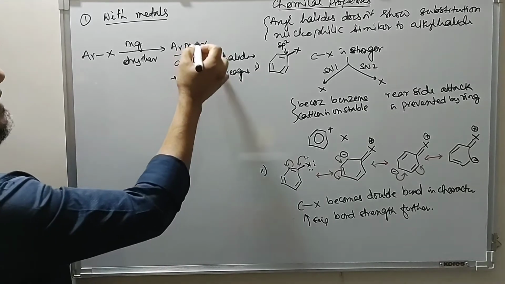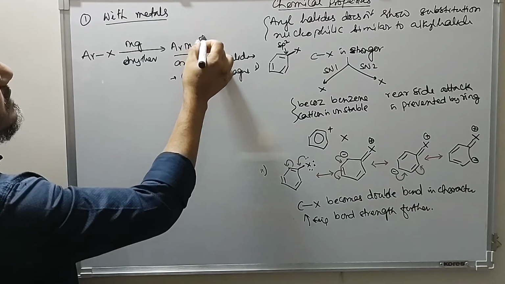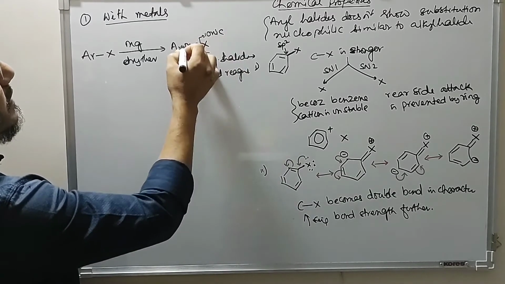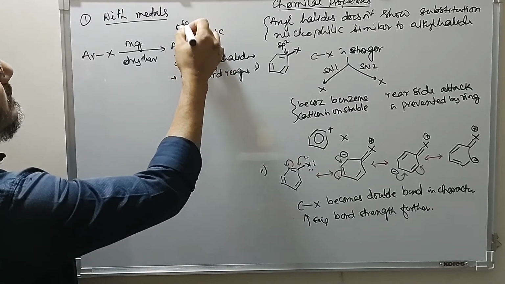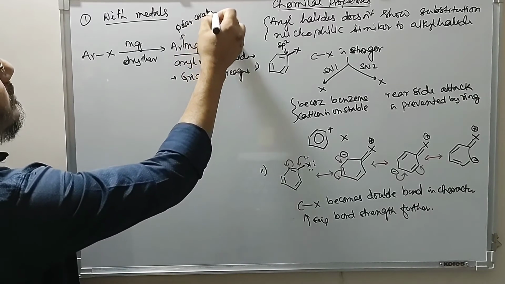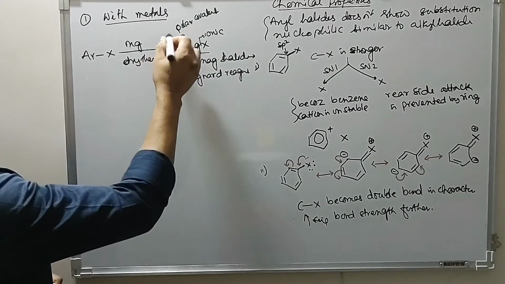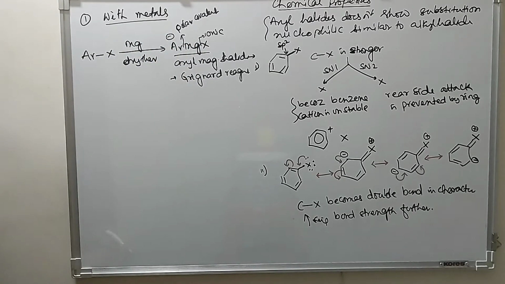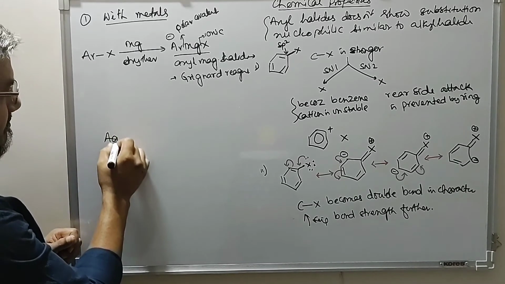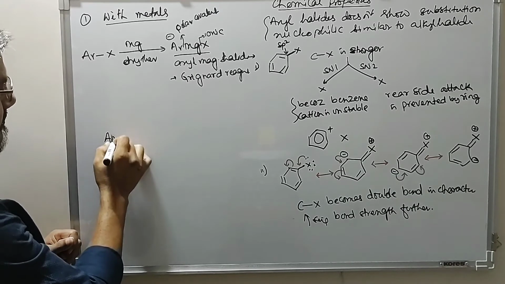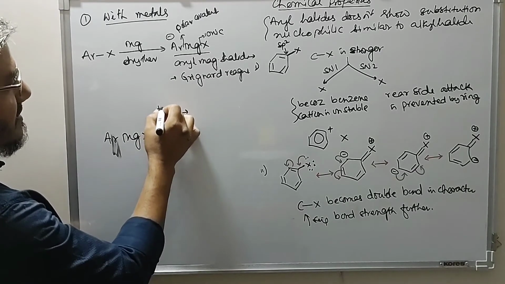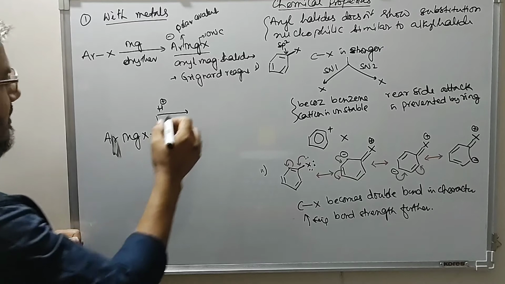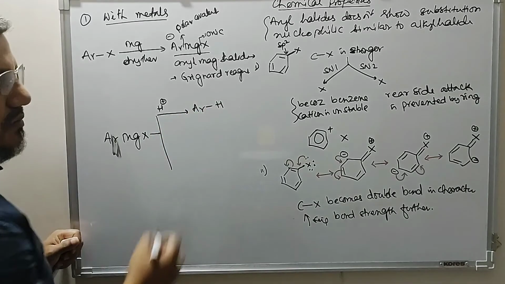So as I told you, the magnesium halogen bond is ionic, the carbon magnesium bond is polar covalent. So magnesium being electropositive, this carbon becomes negative. So this carbon with negative charge is a very strong nucleophile or a very strong base. So this aryl magnesium halide, if it comes in contact with acidic hydrogen, is immediately destroyed to give you benzene.